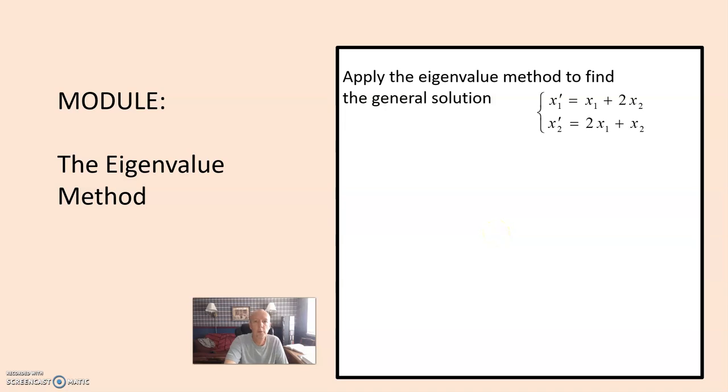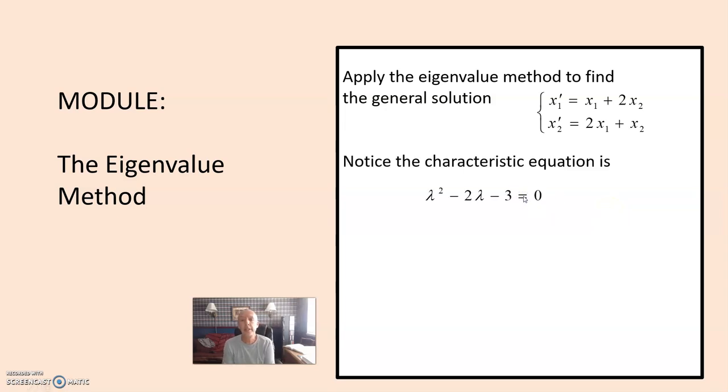In this module, we'll analyze the eigenvalue method. So let's look here at an example. We're going to apply the eigenvalue method to find the general solution of this system of equations. The first equation is x sub 1 prime, which is equal to x sub 1 plus 2x sub 2. And the second equation is x sub 2 prime, which is equal to 2x sub 1 plus x sub 2.